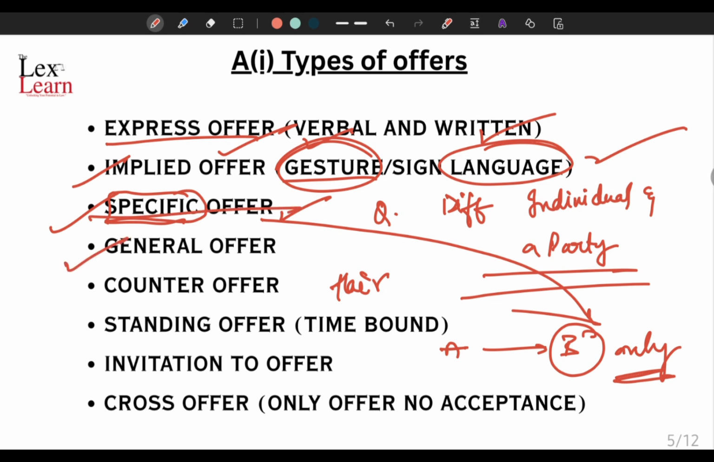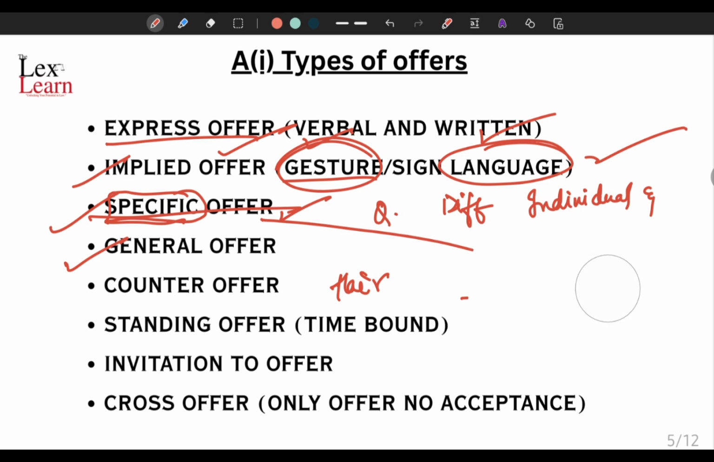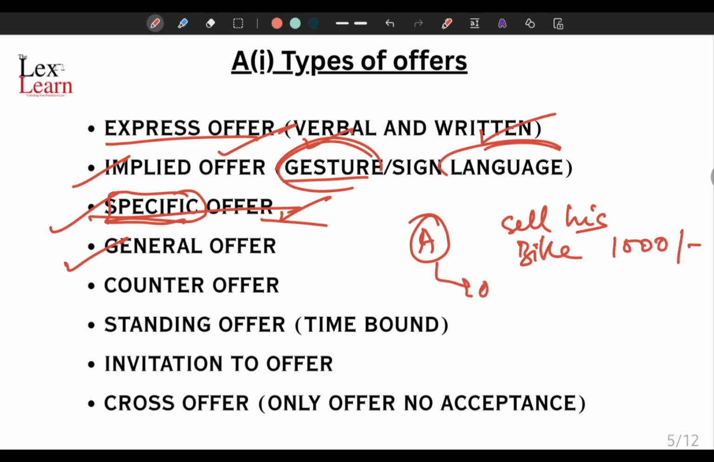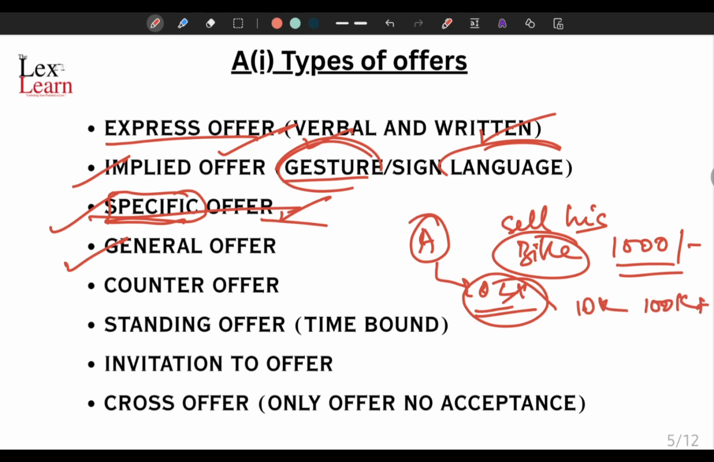The next one is the general offer. Let's again take the example of A and B. A wants to sell his bike for 1000 rupees. So he goes to OLX and posts that he wants to sell his bike for 1000 rupees. Since OLX has many customers, more than 10k or 100k, he is offering it to the general public. Anyone willing to buy his bike can come and collect it from his residence. So this is the general offer.